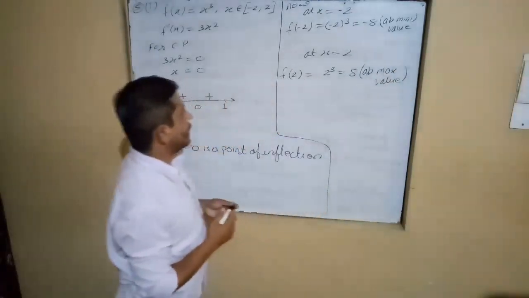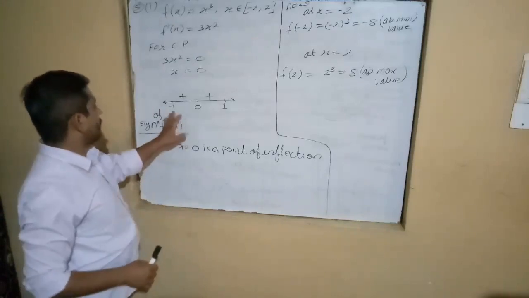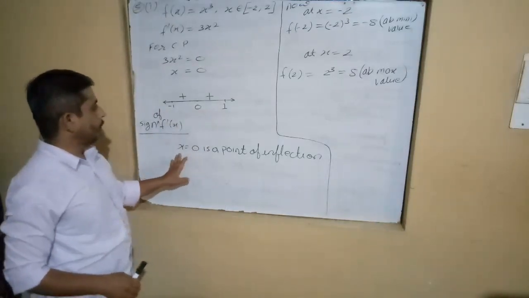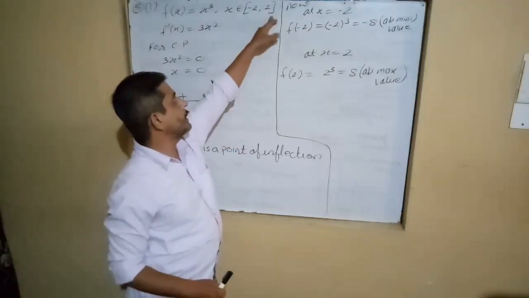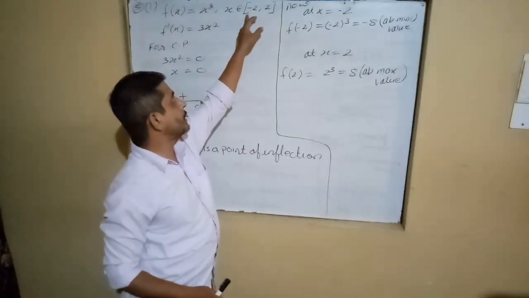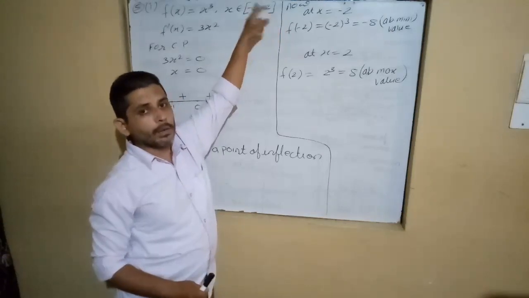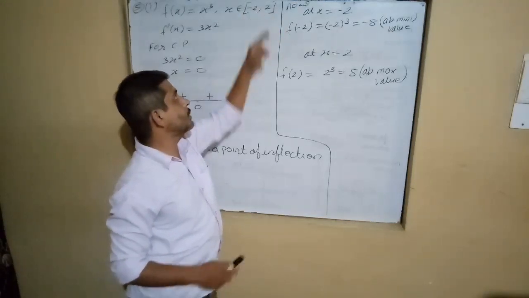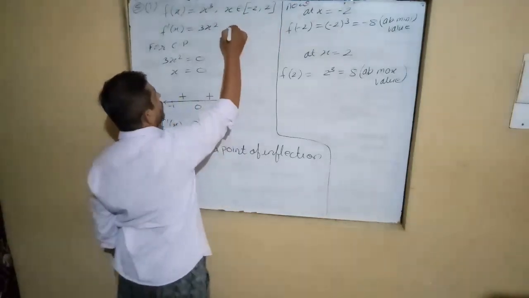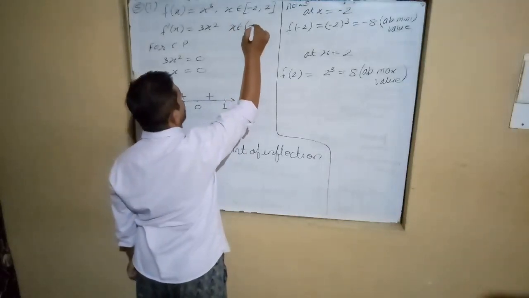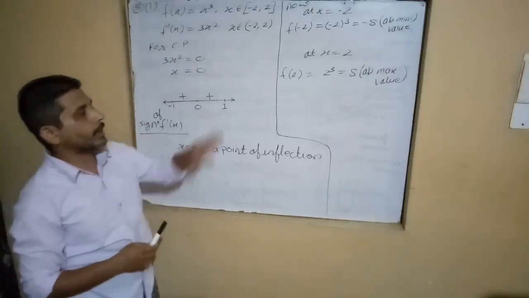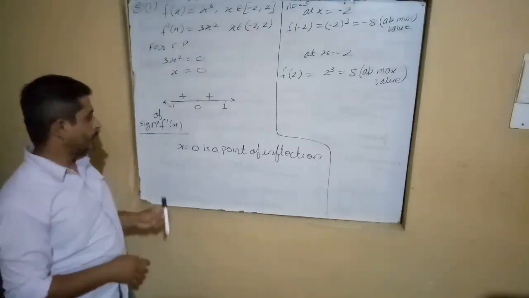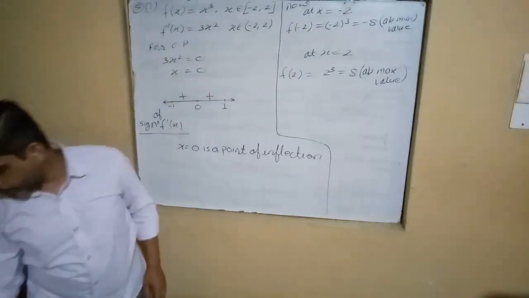Clear? Because in the critical point we have no maxima or minima point, therefore we apply it at the end points of the closed interval. So we can use -2 and 2. If x belongs to the open interval -2 to 2, we can't use this, you know very well. Okay, so this is the first question of fifth.